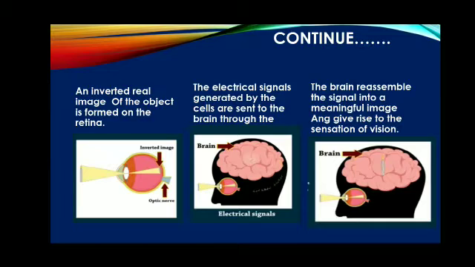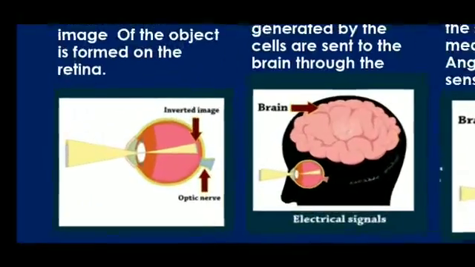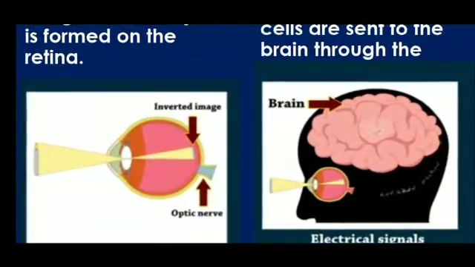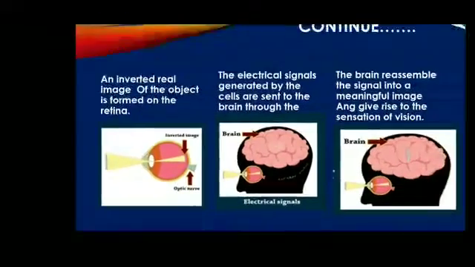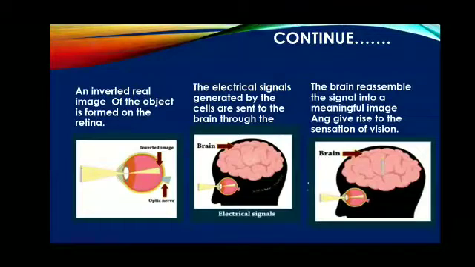An inverted real image of the object is formed on the retina. In the eye, the real image is formed on the retina. The electrical signals generated by the cells are sent to the brain. There is an electrical signal sent to the brain with the help of our eyes. The brain interprets the signals into a meaningful image and gives rise to the sensation of vision.